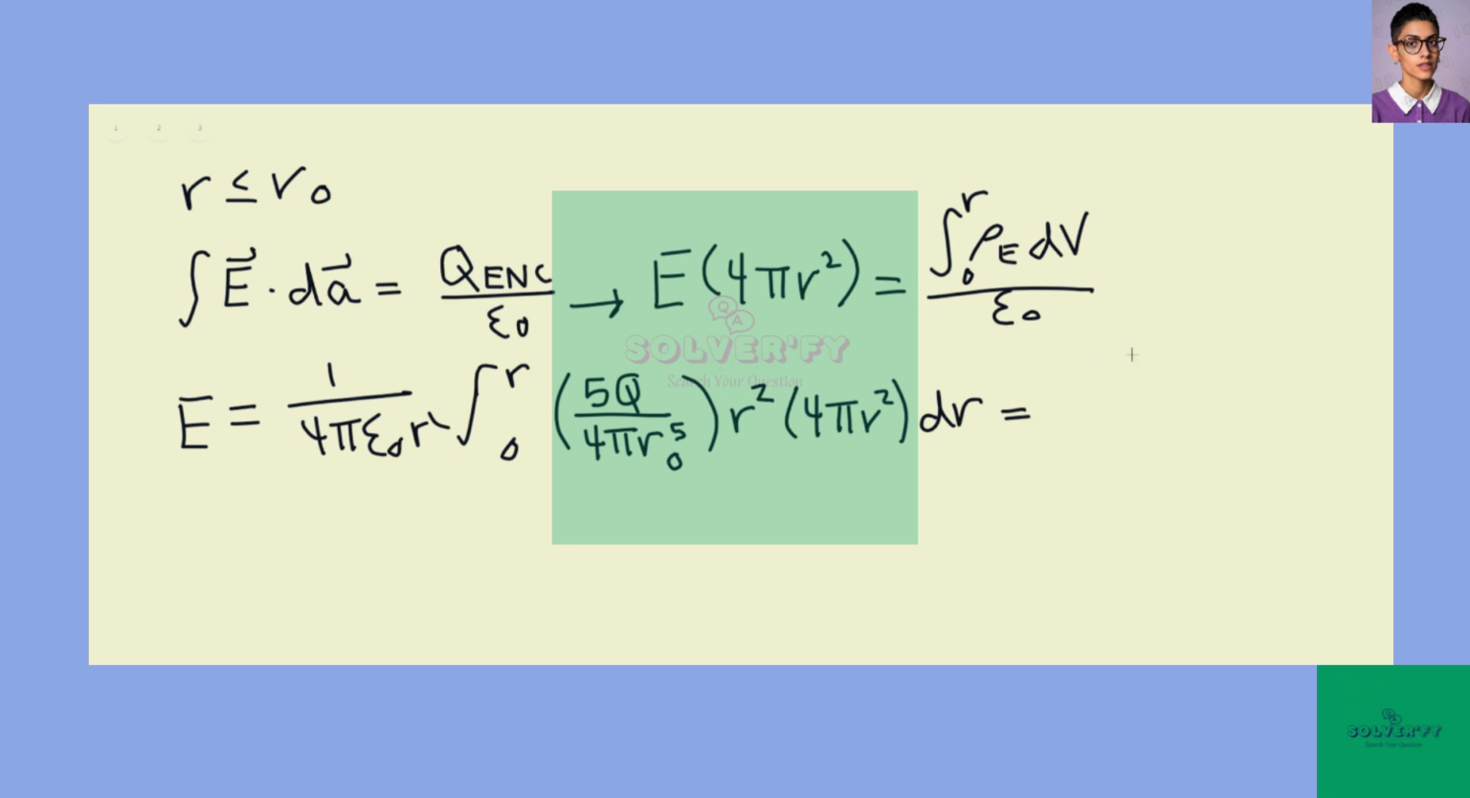So if we are careful about how we do this integral, we do it correctly, we will end up with a result of 5q over 4 pi r naught to the 5th times 4/5 pi r squared, which will simplify down a little bit more.